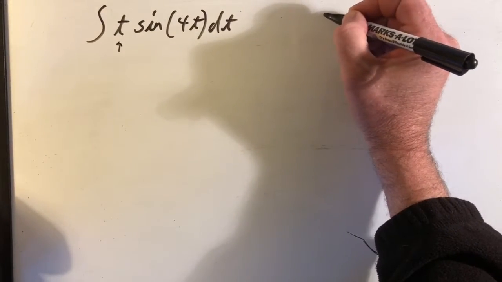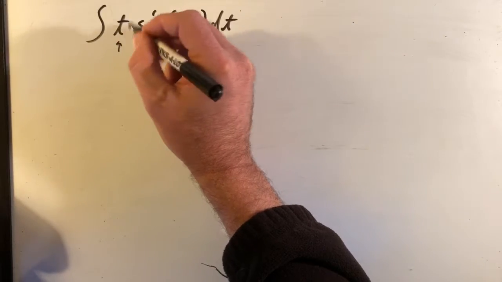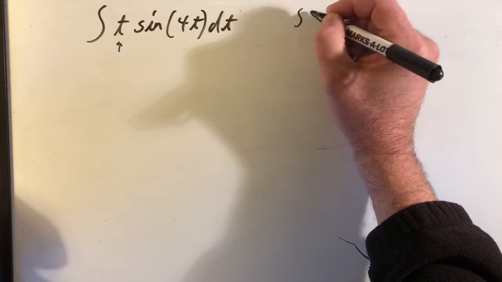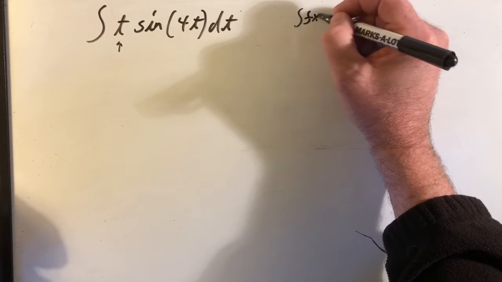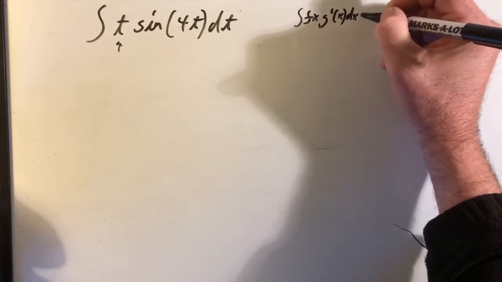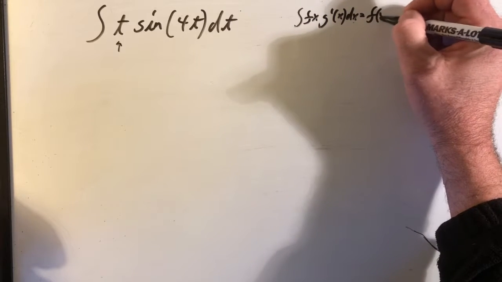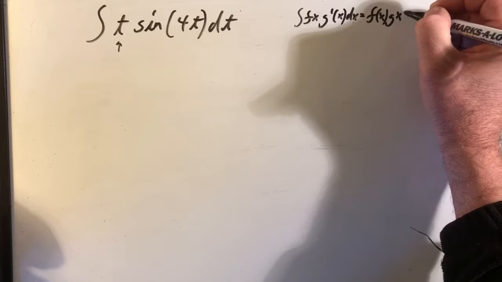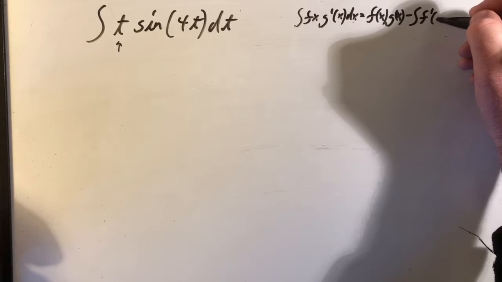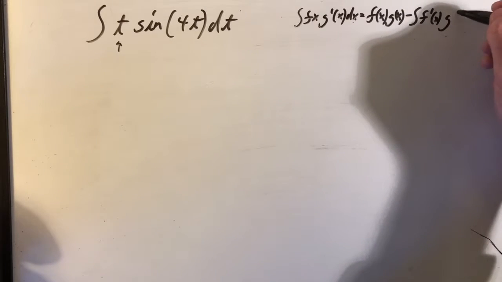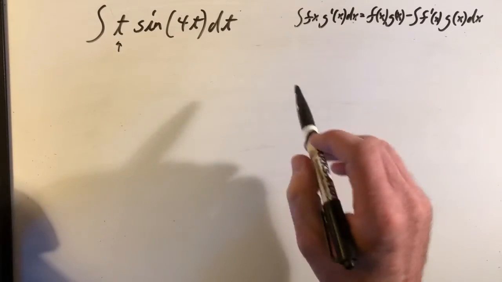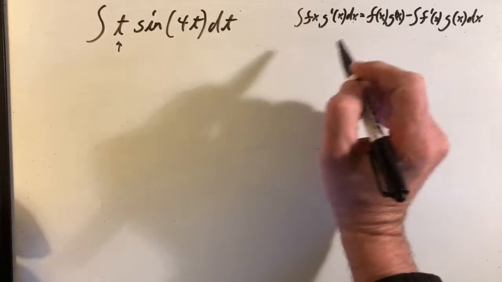So with that, I'm going to select, because this t is sitting out there, I know the original formula for solving integration by parts is the integral of f of x g prime of x dx equals f of x g of x minus the integral of f prime of x g of x dx. So that's what we're going to be using to solve this.